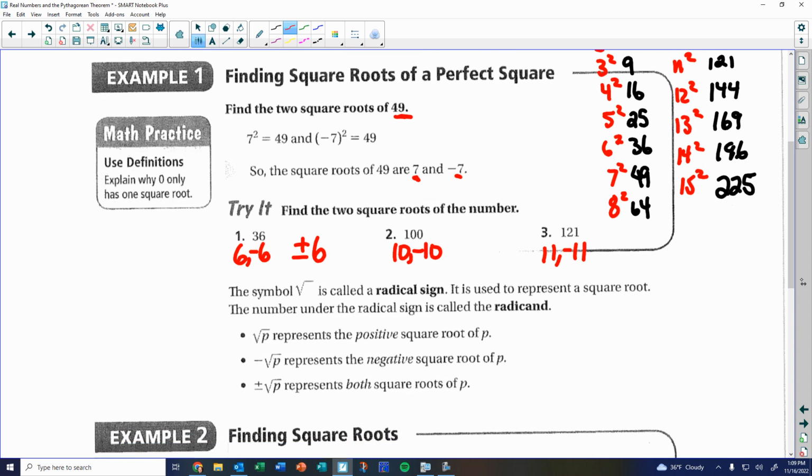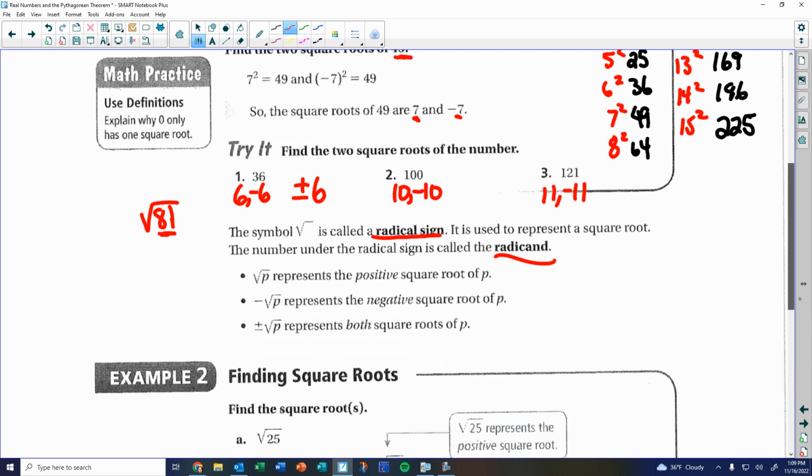Now remember, there are multiple words that you can use to describe square root. Sometimes it's called the radical sign. And we refer to the number underneath the radical. So if you have the square root of 81, the 81 itself that's under the radical, we call the radicand. That's what they came up with.